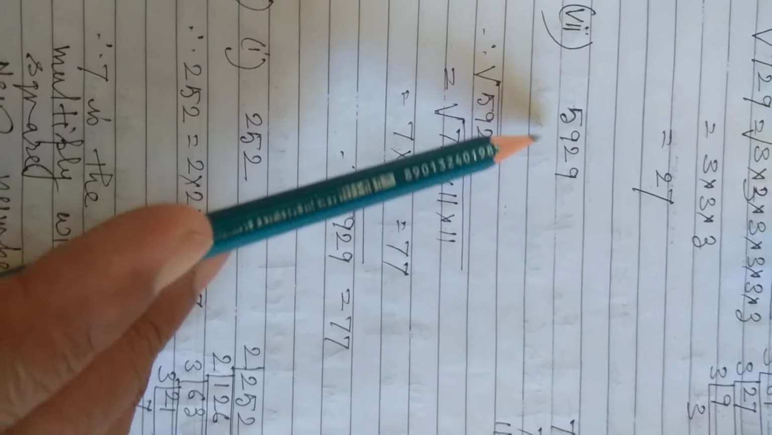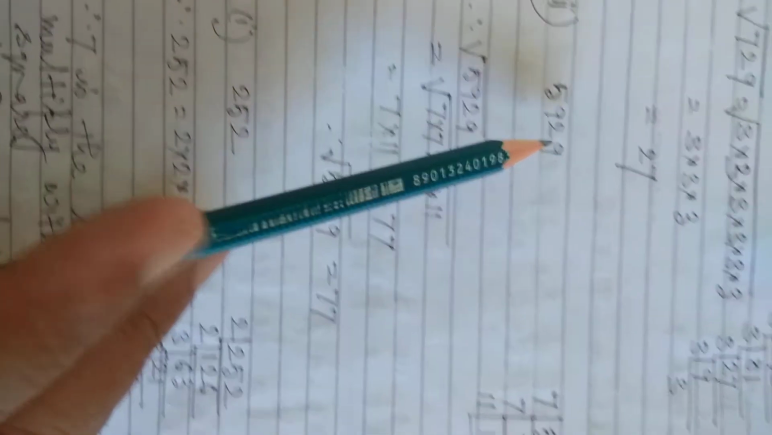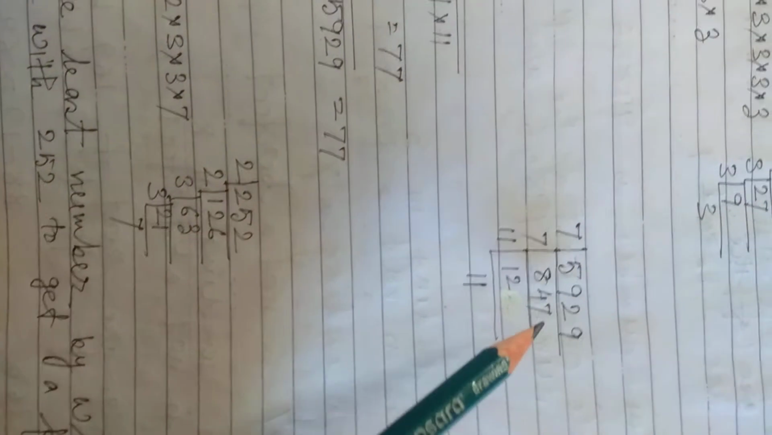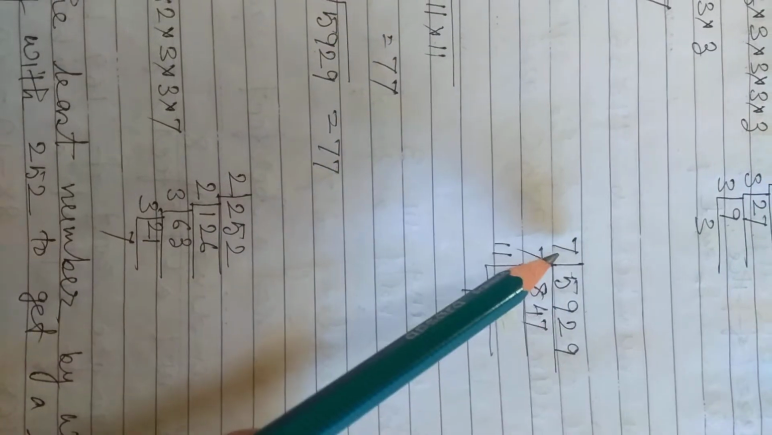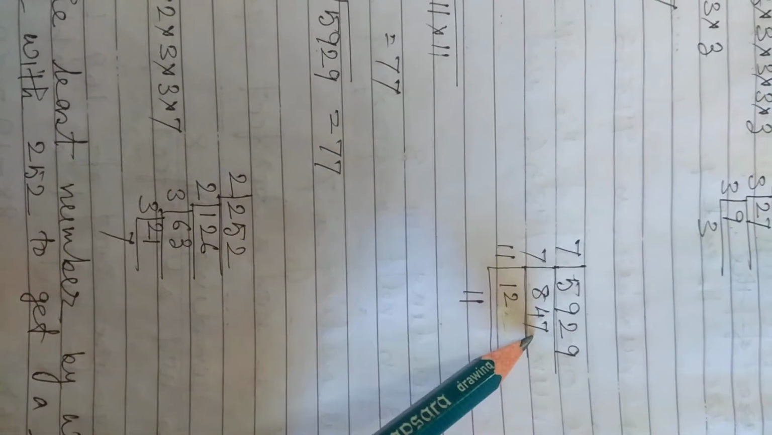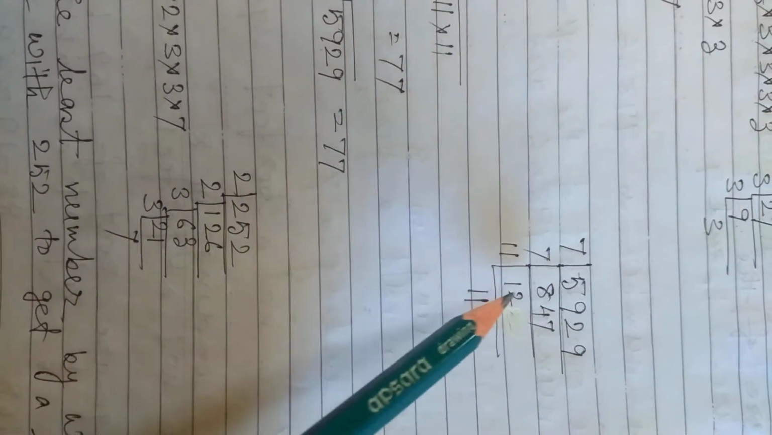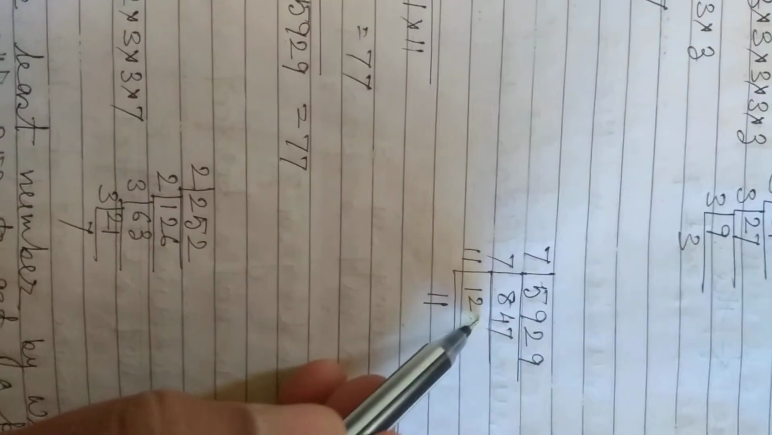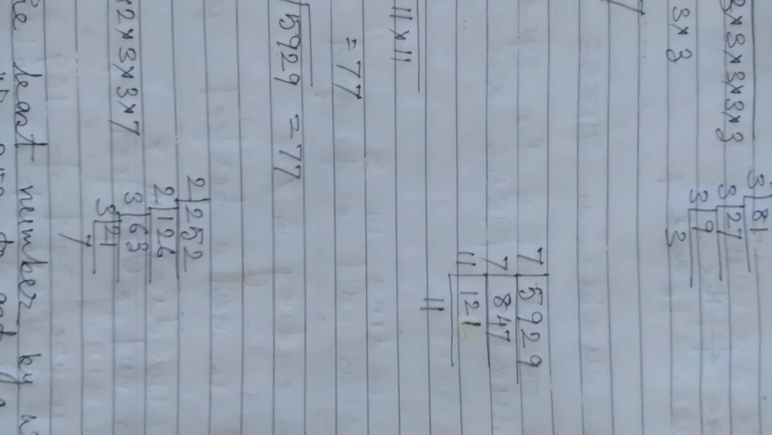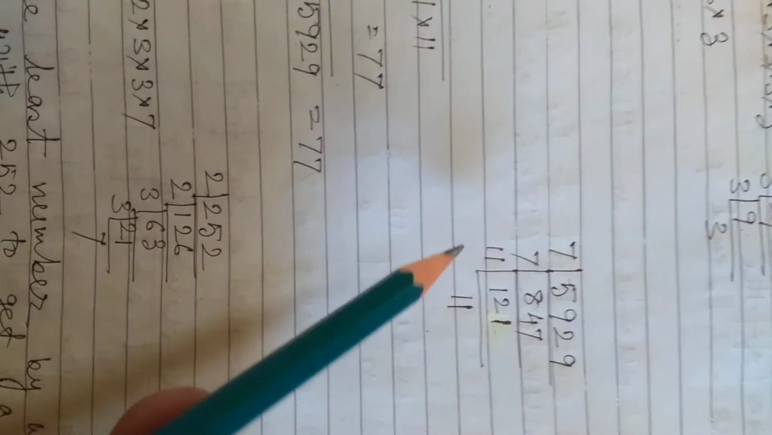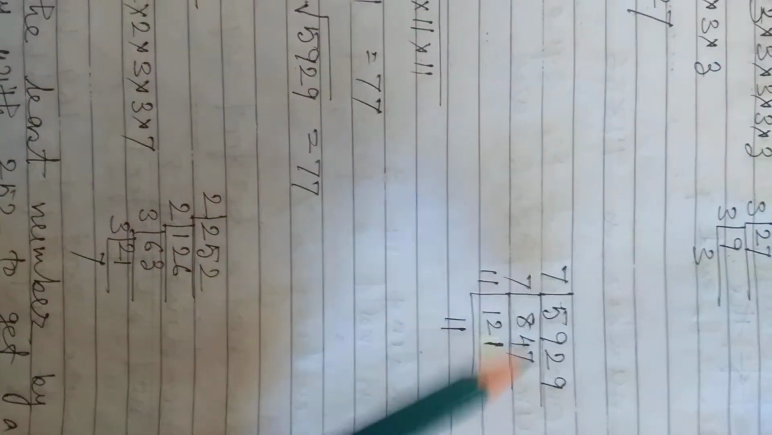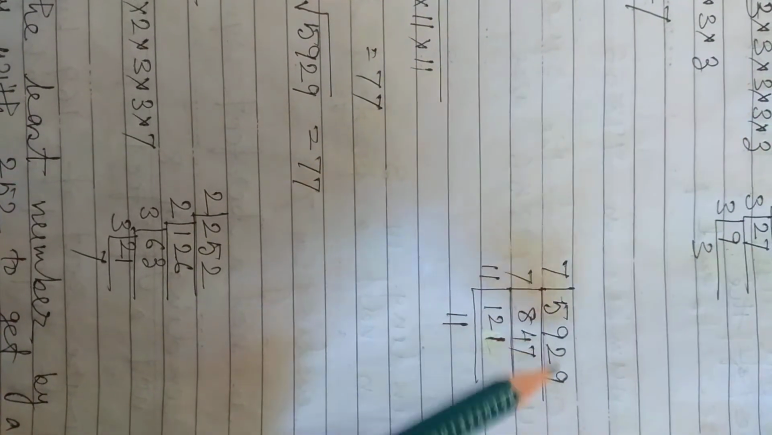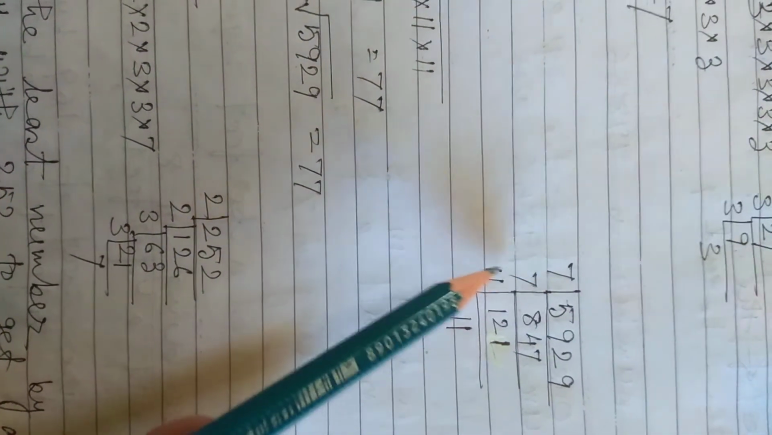One more. Roman 7, 5929. Find the prime factorization. First we divide this number by 7. The quotient is 847. Then again divide it by 7, we get 121. Then divide it by 11, we get 11, and 11 into 11 is 121. So 5929 is equal to 7 into 7 into 11 into 11.